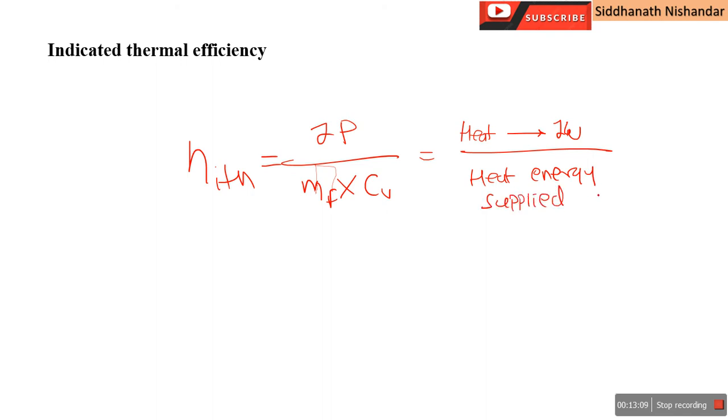Heat energy supplied by a fuel. Okay, I again repeat, the heat converted into indicated work. We know that the heat energy is converted into mechanical work. We told that heat converted to indicated work to the heat energy supplied by a fuel, that is the indicated thermal efficiency. So what is the purpose of that efficiency? It is an ability of the engine to convert the supplied heat energy into indicated power.